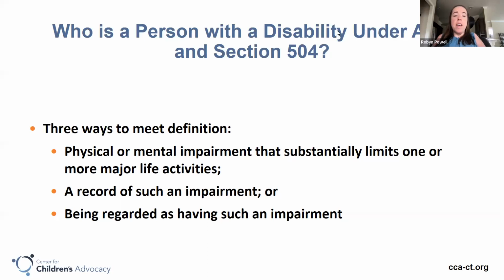And then the third one is being regarded as having such an impairment. In this instance, the person does not actually have an impairment that substantially limits one or more major life activities. It just doesn't hit that threshold, and yet they're still being discriminated against. This might be someone who has maybe depression or anxiety, but it's not so disabling that it substantially limits one or more major life activities, but they're being treated as if it does, or they're being perceived as having a disability, even though they do not. So these are the three ways in which we can meet the definition of a disability under the ADA.